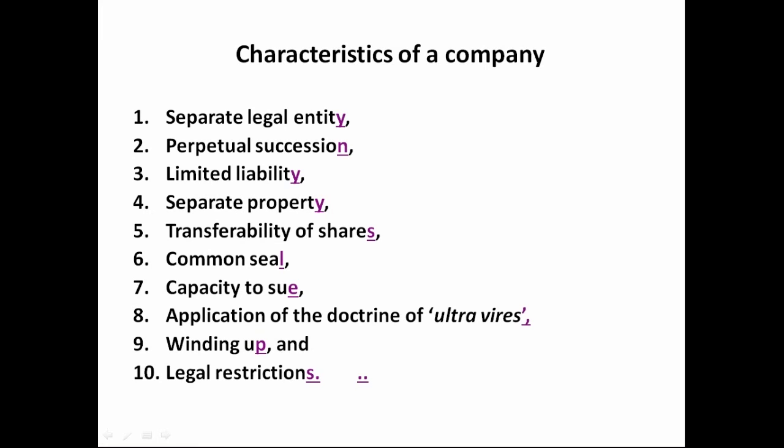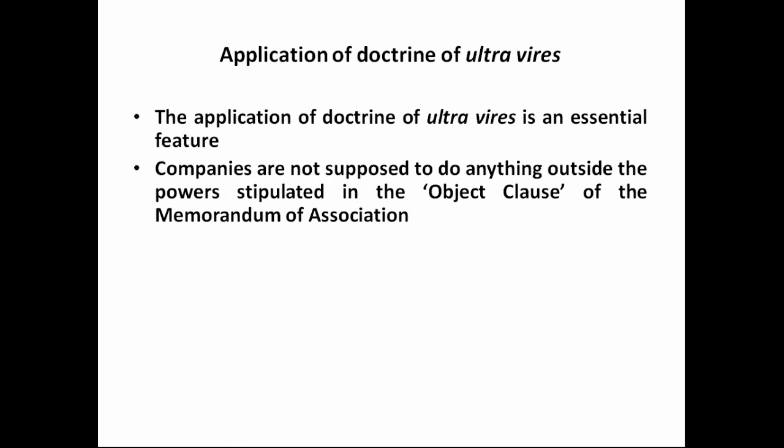And the next one is the doctrine of ultra vires. This is a very important characteristic which we have to understand, and it is an essential feature of the company also. The companies are not supposed to do anything which is outside the powers stipulated in the object clause of the Memorandum of Association. As I told you earlier, the Memorandum of Association and Articles of Association are two important documents which will be seen in the coming sessions.